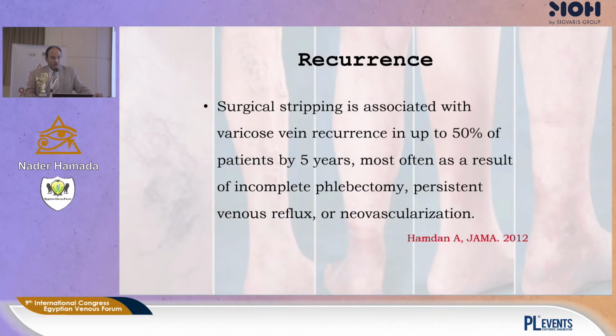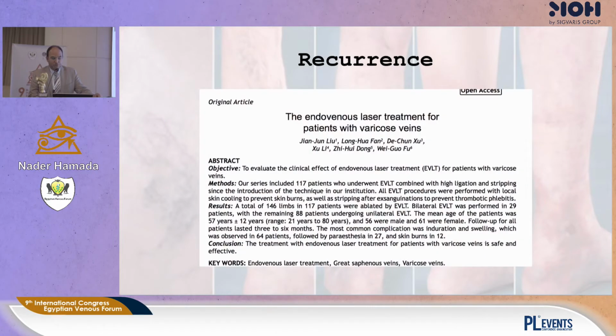But as regards recurrence, surgical stripping was associated with high recurrence, up to 50% of patients in 5 years, most often as a result of incomplete phlebectomy, persistent venous reflux, or neovascularization.